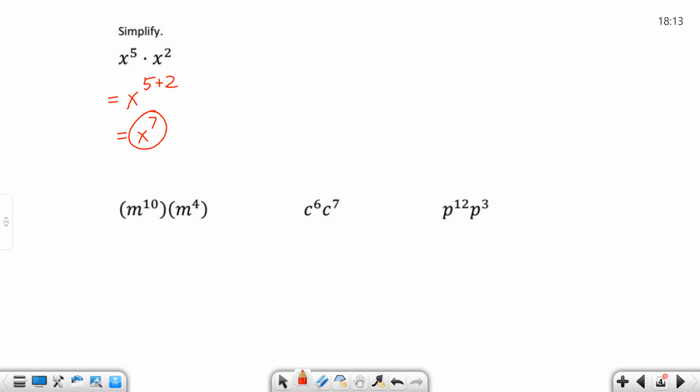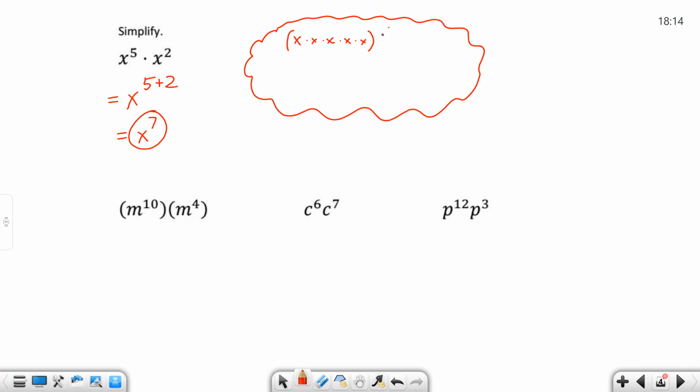Now let's look at this a different way. I left some space up here because what does x to the fifth mean? You could write a dot between it like this one, or you could have parentheses like this one. But when you have x to the fifth, that means, if I come over here in a thought cloud, x to the fifth means x times x times x times x times x. That's the x to the fifth.